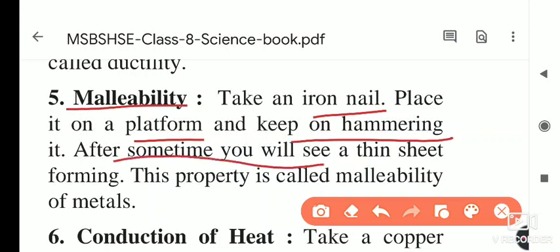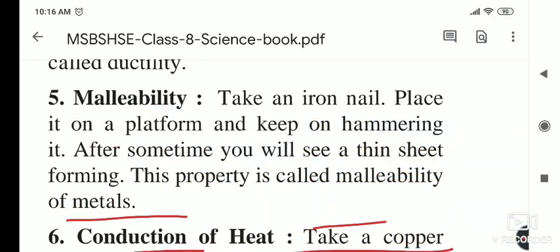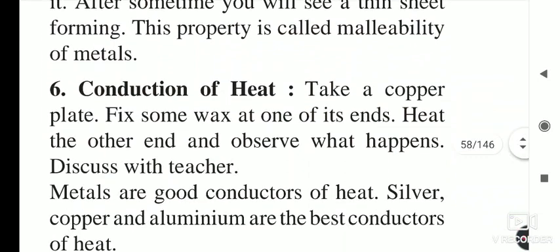After some time you will notice that a thin sheet is forming. It forms a thin sheet. As you know, on our floors we are also using sheets of iron, and these sheets are nothing but thin sheets of metals, and this property of metals is called malleability. Okay, now the next is conduction of heat.